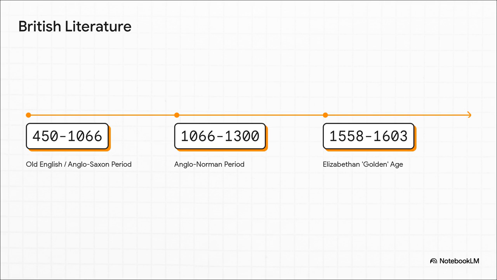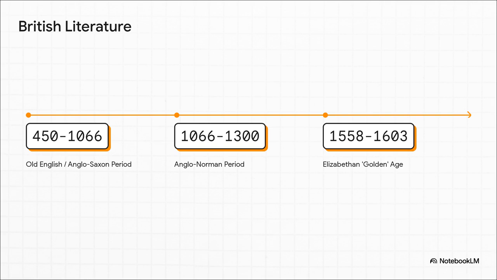Let's start with the Old English, or Anglo-Saxon period, from 450 to 1066. This era was completely dominated by prominent tribes, the Angles, the Saxons, and the Jutes. Think epic, gritty poems like Beowulf. Then boom, 1066 hits. The Norman conquest changes everything, bringing in the Anglo-Norman period.